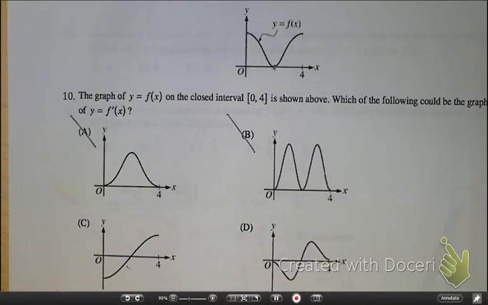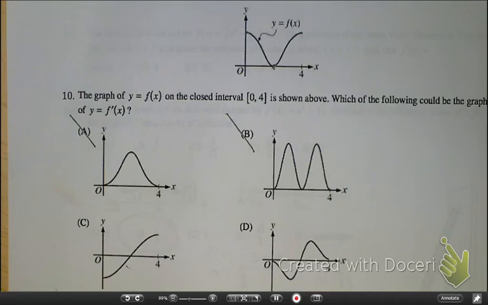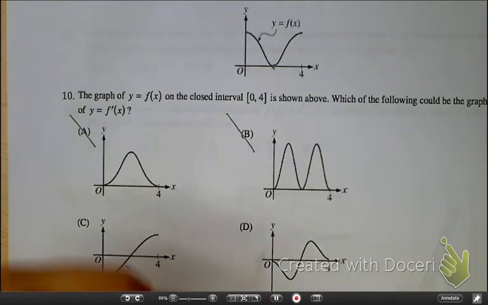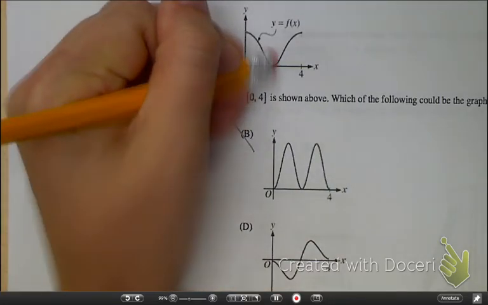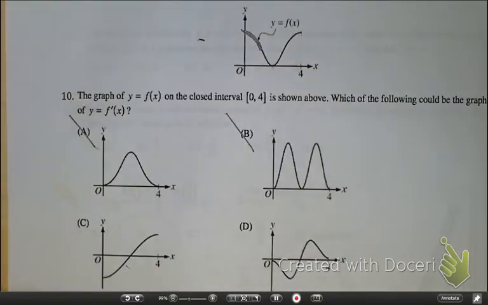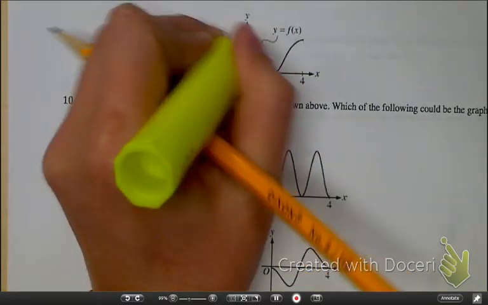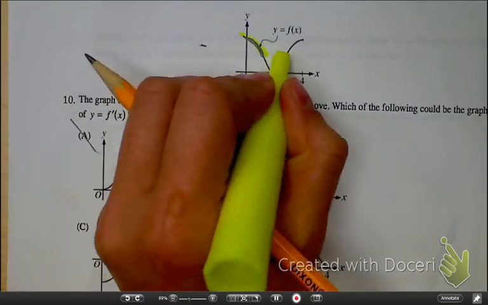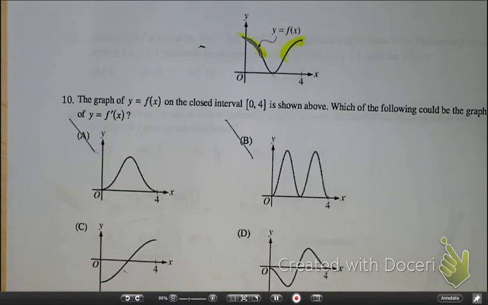And I might look at a couple different things. I think I'm going to look at the concavity. If you notice right here, the function's concave down. So I'll highlight. The function's concave down there, and it's also concave down there. So look at the shape of those two pieces.